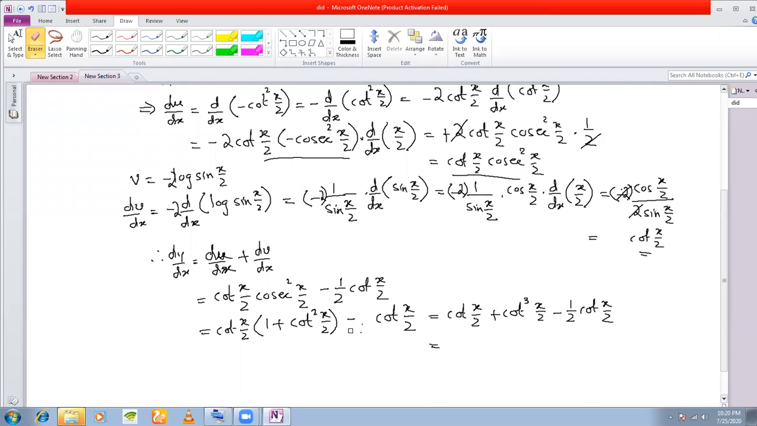Okay. So now this is cot x by 2 plus cot cube x by 2 minus, this half won't be here. Okay. So this is done now. Then this will cancel these two. So you get dy dx is equal to cot cube x by 2. Yes, sir. That 2 was the mistake there. Yes, sir. Okay.